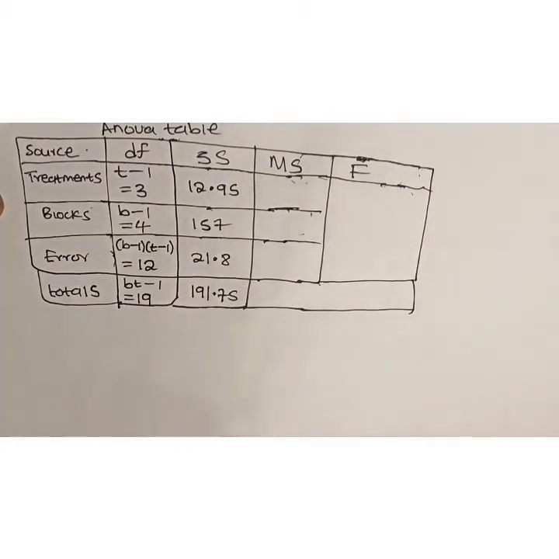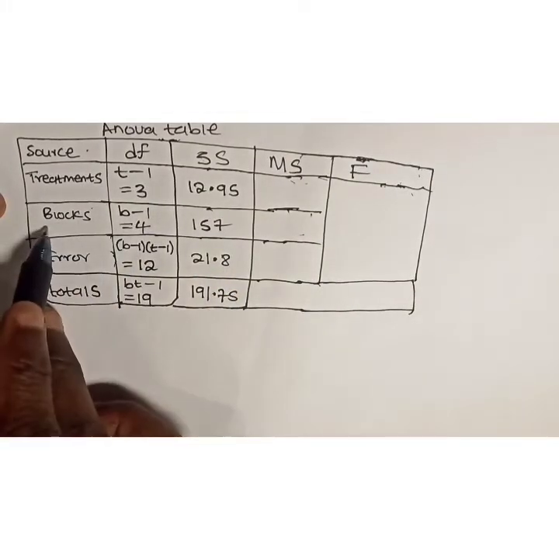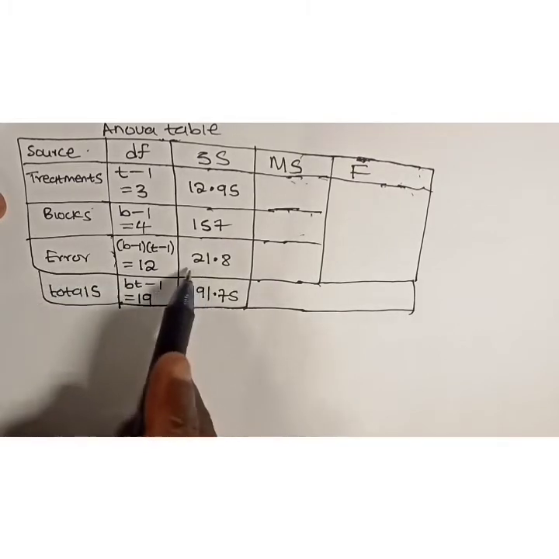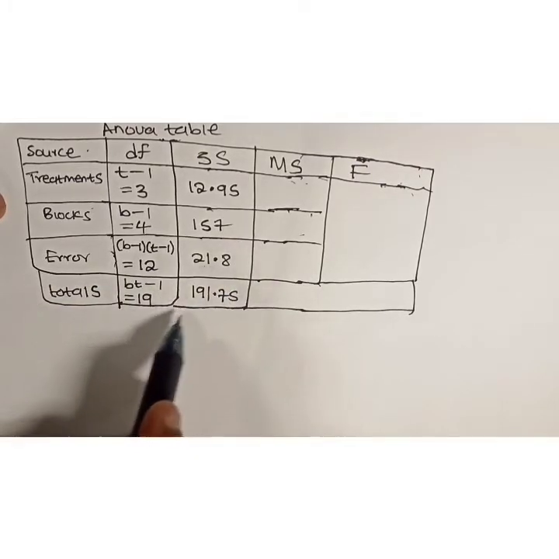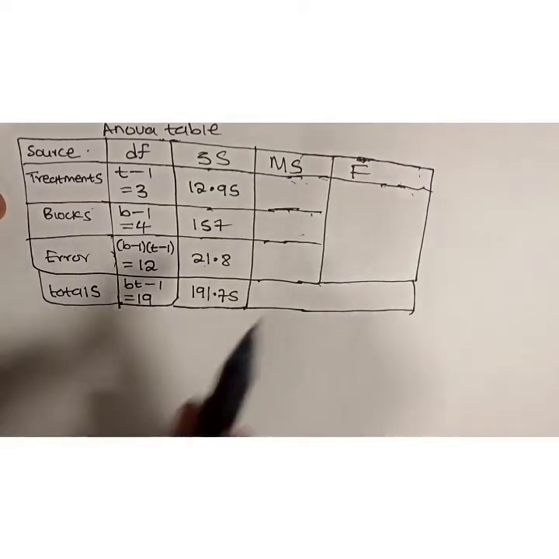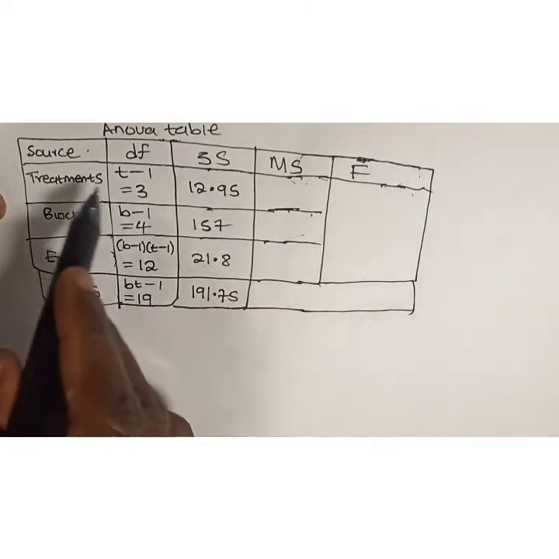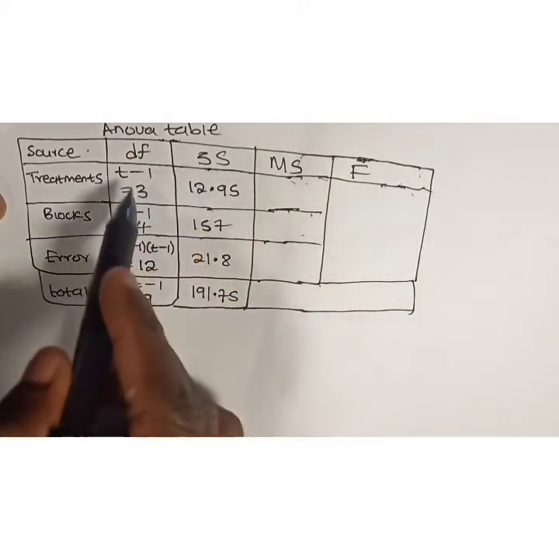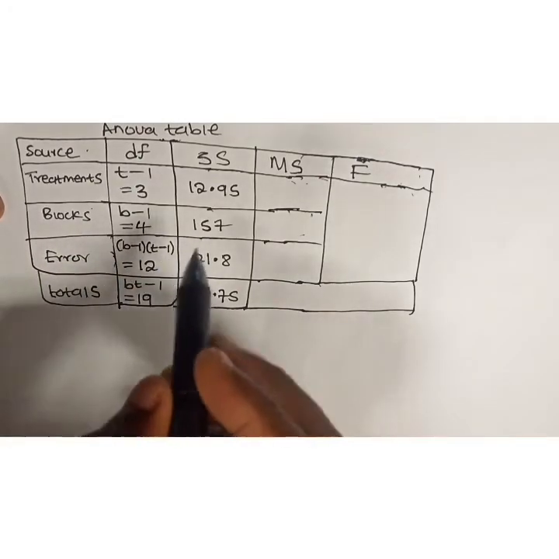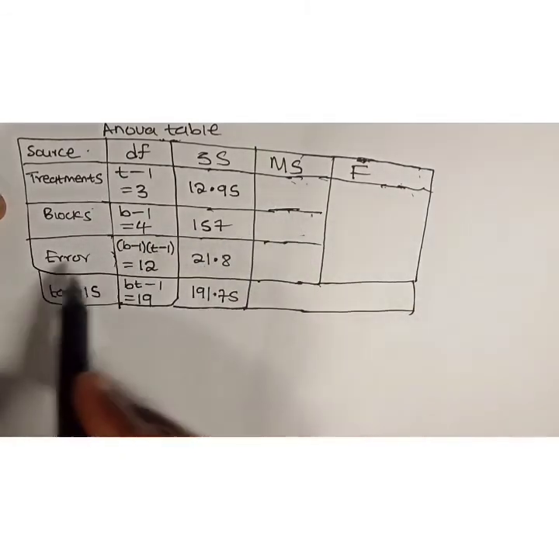Just to remind you, the sum of squares of treatment was 12.95, for blocks 157, for error 21.8, and for total 191.75. Now the mean square of error will be given by the sum of squares of error divided by the degrees of freedom. So which means we're going to have MST, MSB, and MSE.